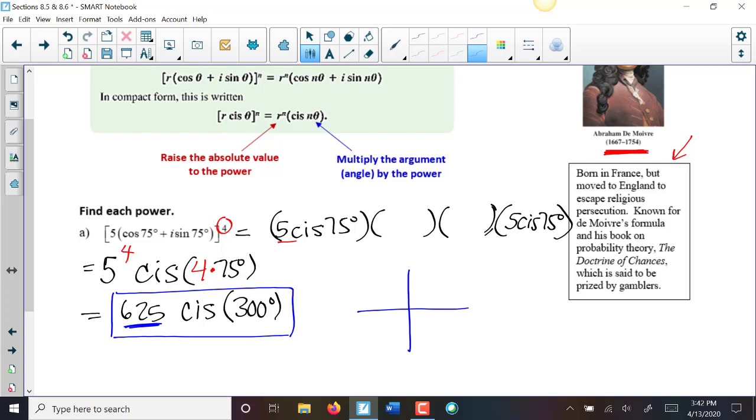So if you're a visual person, here's kind of our representation of it. 300's down here. Here's my angle. And my complex number, if I call it Z, is going to be down here. And Z is going to be a distance of 625 from the origin. Okay, I could convert it to rectangular form if I wanted to.